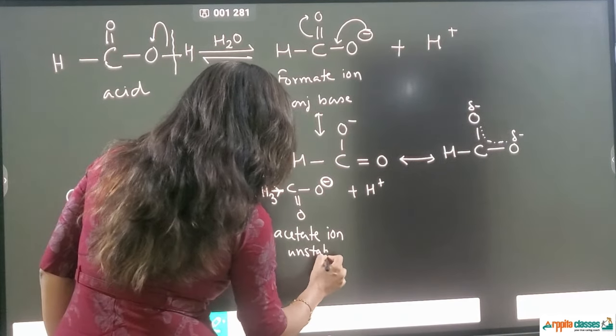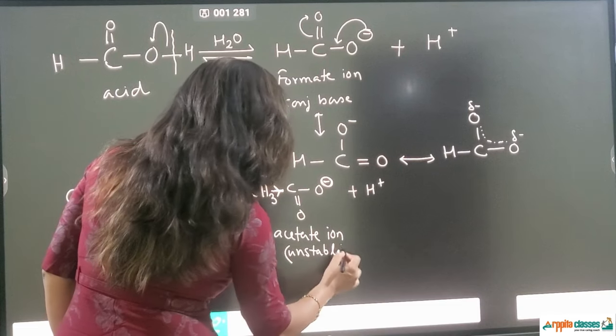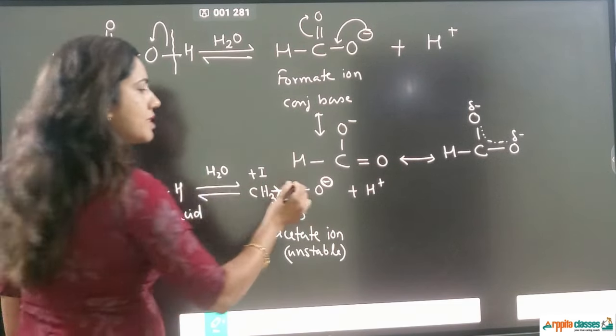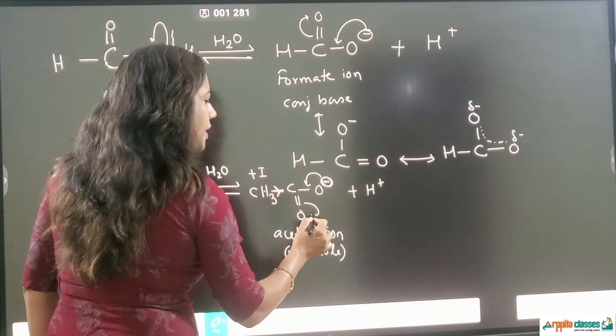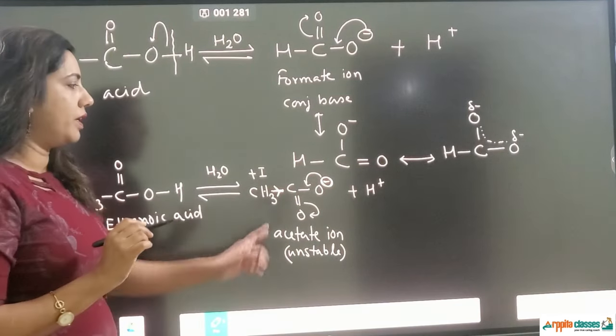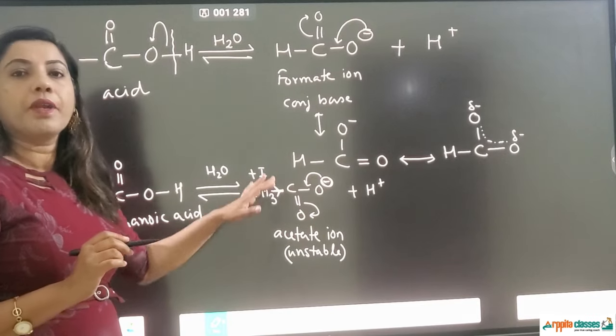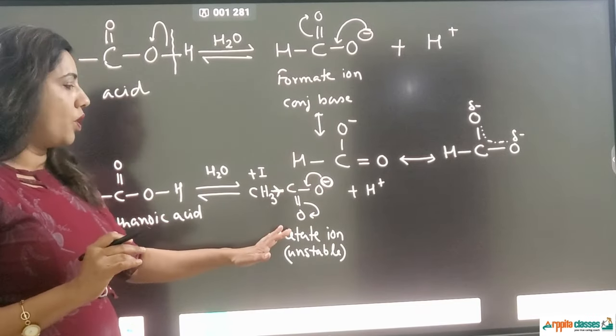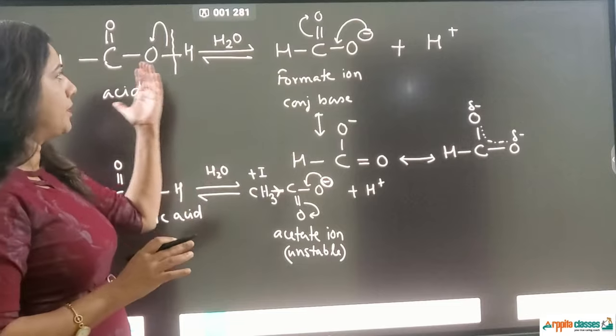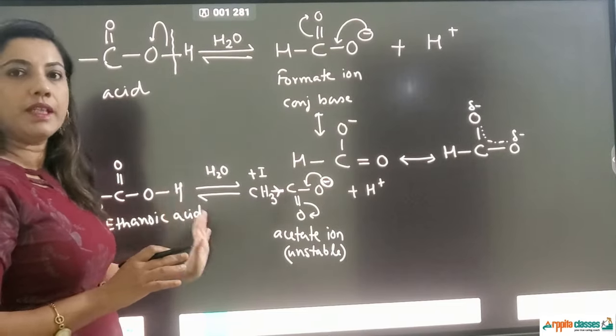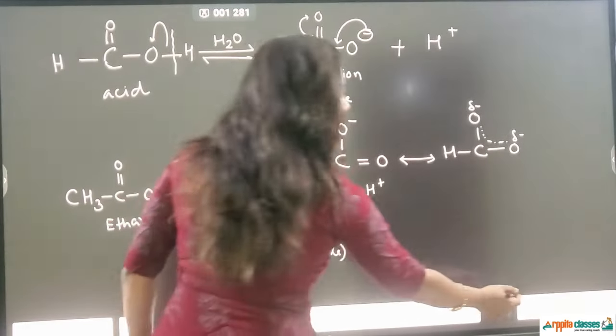So this is not a very stable conjugate base. Though this will come here and this will come here, and you will also get a canonical structure here, because of this plus I effect this will become a less stable conjugate base, and that is how we can compare the acidity of this and this. This is more acidic than this, right?